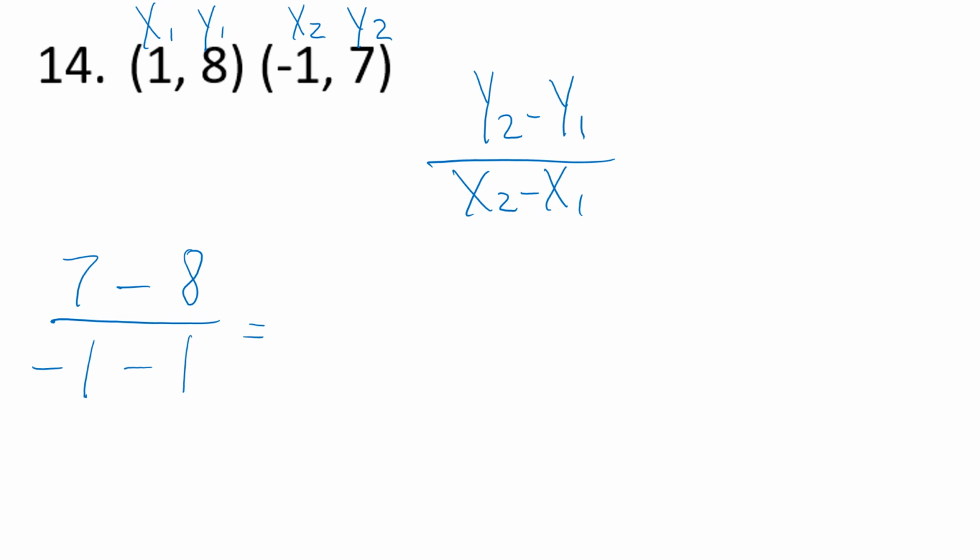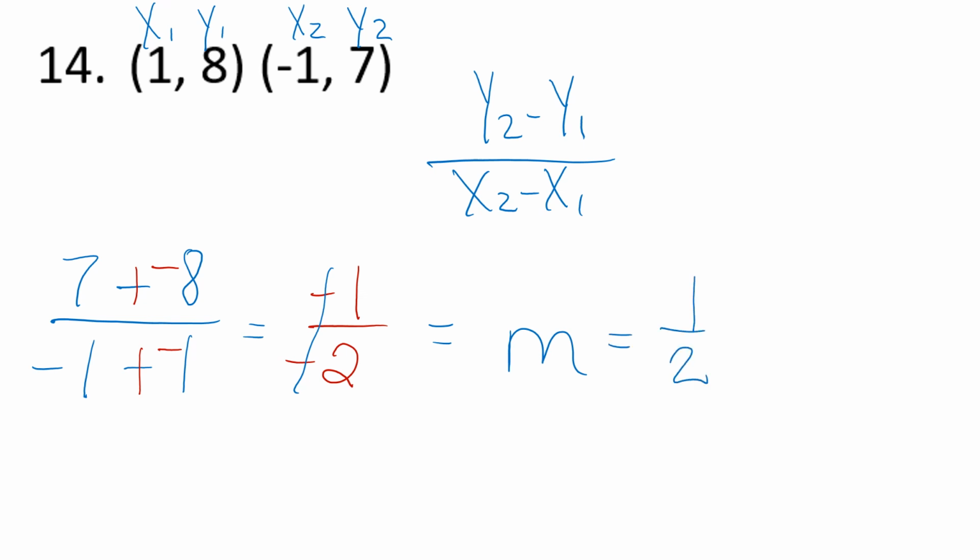Now use your integer rules. Minus sign tells me to add the opposite. 7 plus negative 8 would be negative 1. And the denominator, I need to add the opposite. A negative 1 plus a negative 1 would give me a negative 2. And we know that a negative divided by a negative is a positive, so my slope should be positive 1/2. Always reduce.